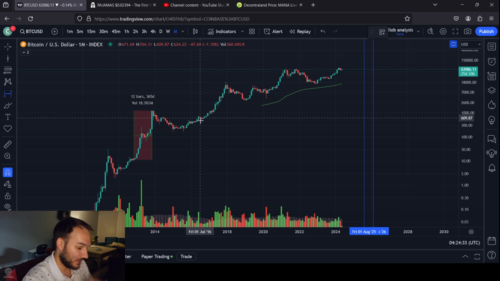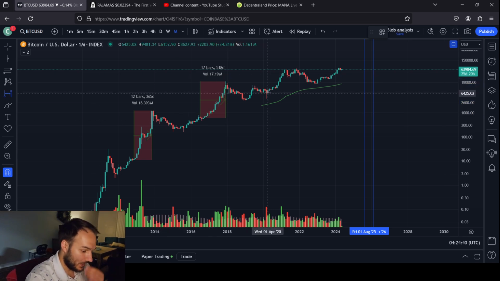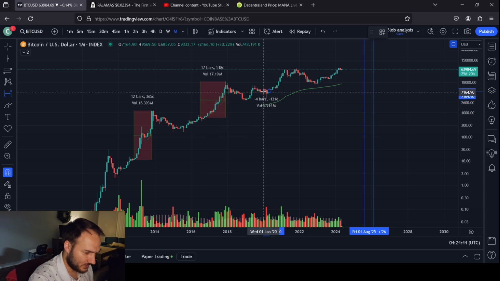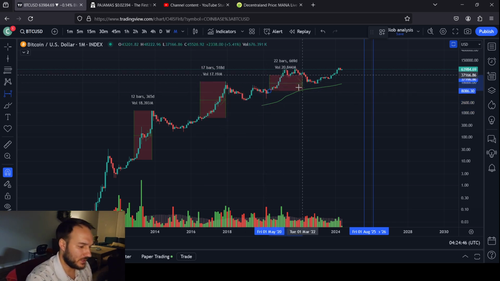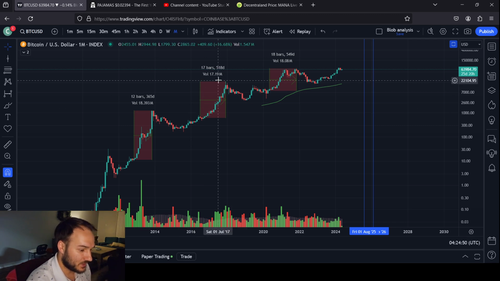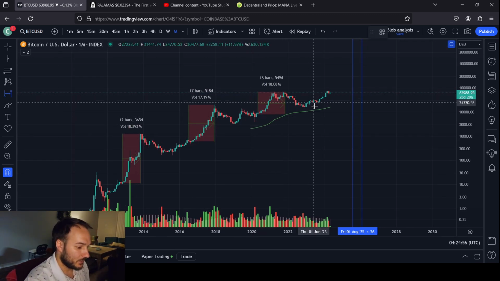The next halving happened in July of 2016, July 9th, 2016, and we had our high 17 months later. The next halving was May 11th, 2020, and our high happened 18 months later. So we've got 12 months, 17 months, 18 months, a little bit of growth in between the highs there, right? Our halving just happened in April.